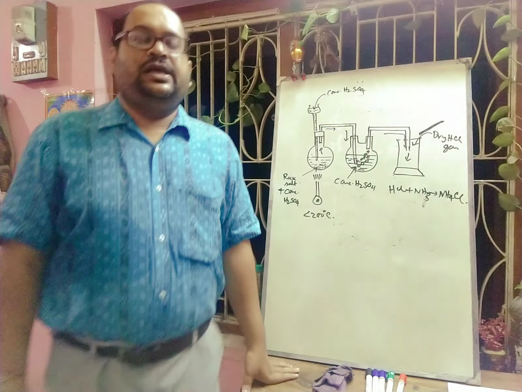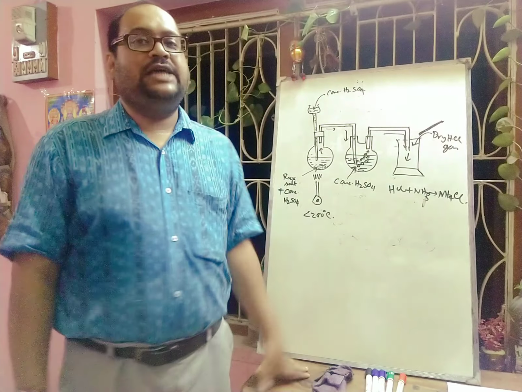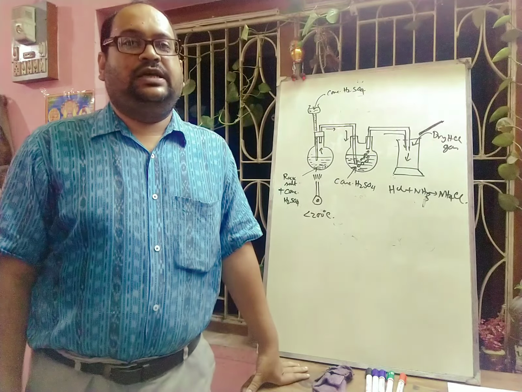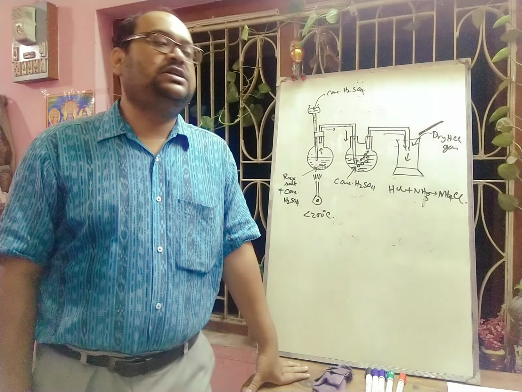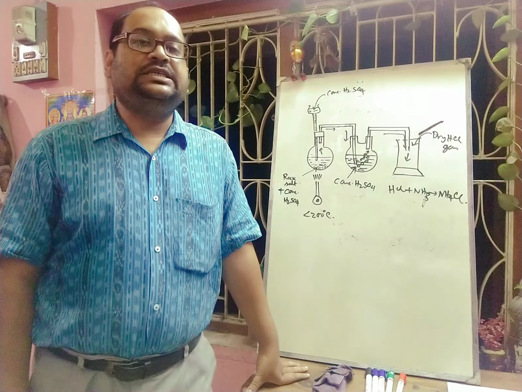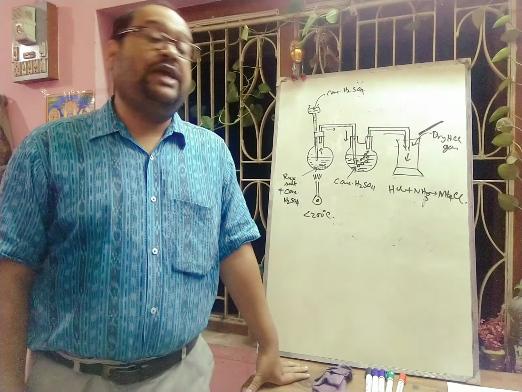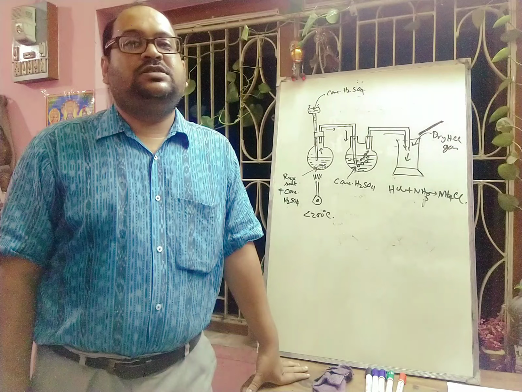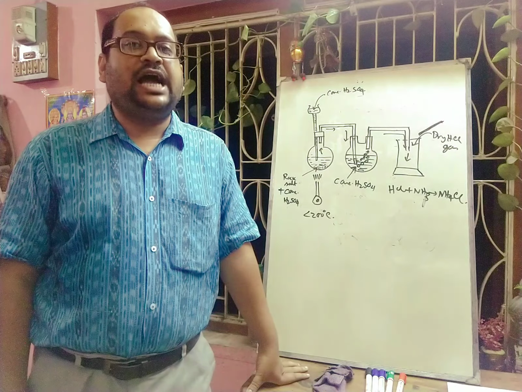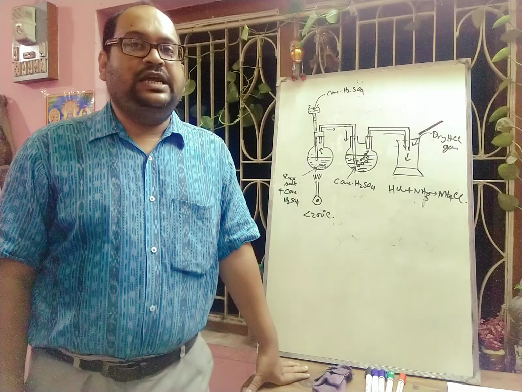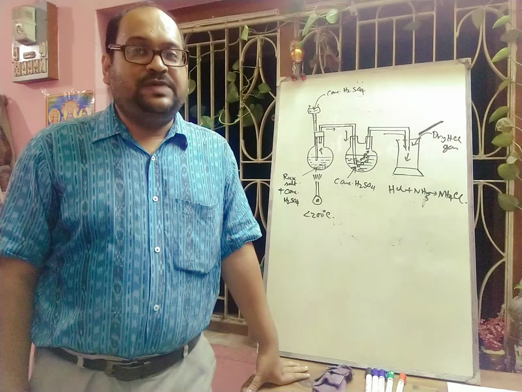Okay, now a question may arise: why is sodium chloride preferred in the laboratory preparation of HCl gas? Because it is cheap and easily available. Now, why is concentrated sulfuric acid used? Since it is non-volatile and has a high boiling point, it displaces the volatile hydrogen chloride from the salt, sodium chloride.